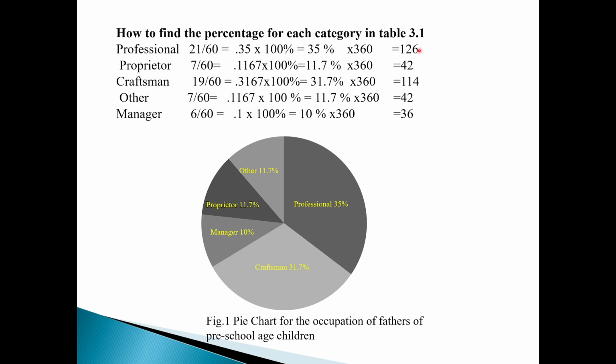And then upon multiplication, you will get 126 degrees for professional. Craftsman should be 114 degrees, okay? And then manager should be equal to 36 degrees. Proprietor and other should be equal to 42 degrees each, okay? So this is how you create your pie chart, okay?